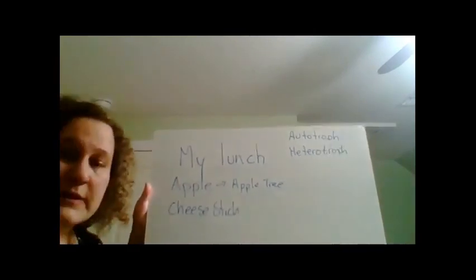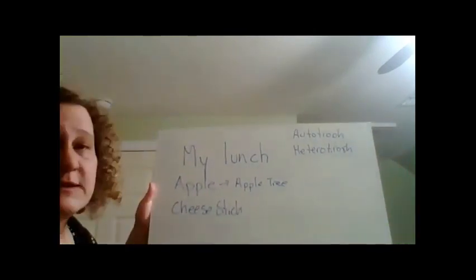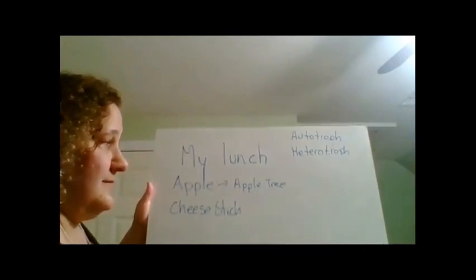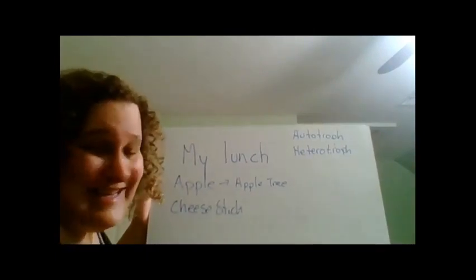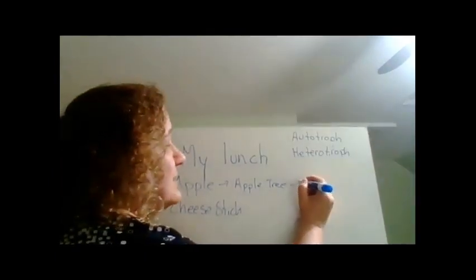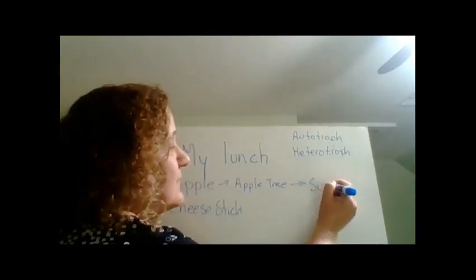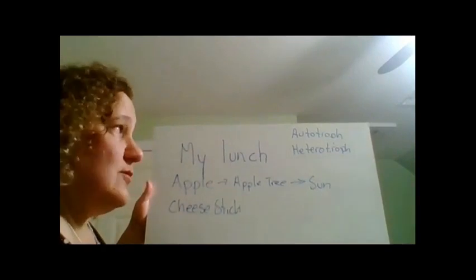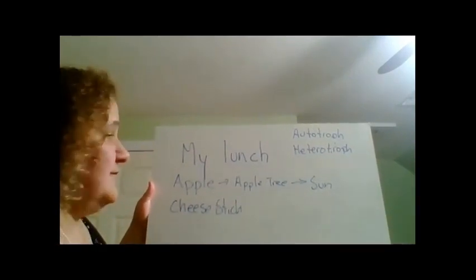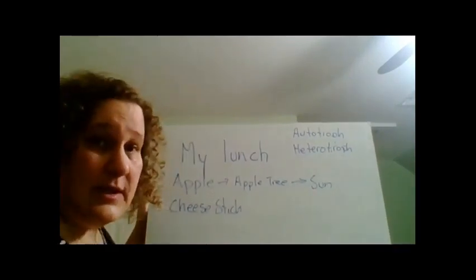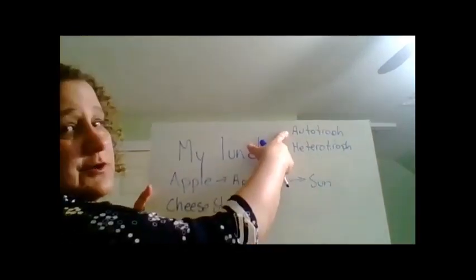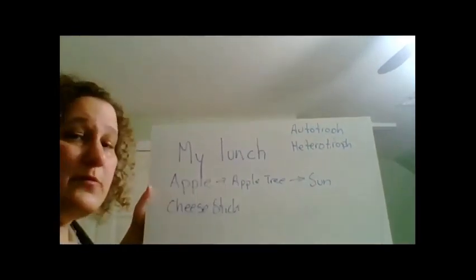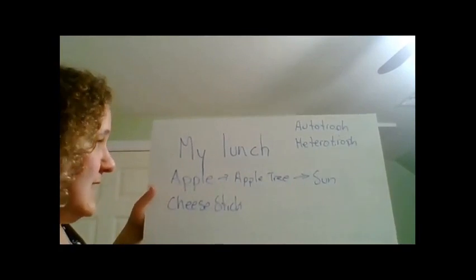Where did that apple tree get its energy from? Where does it get the energy to live? Okay, so it doesn't have to eat anything, right? It gets its energy from the sun. When an organism doesn't need to consume another organism for its food source, and it can take that energy directly from the sun, it's called an autotroph. Okay, you may remember these terms from your life science class.